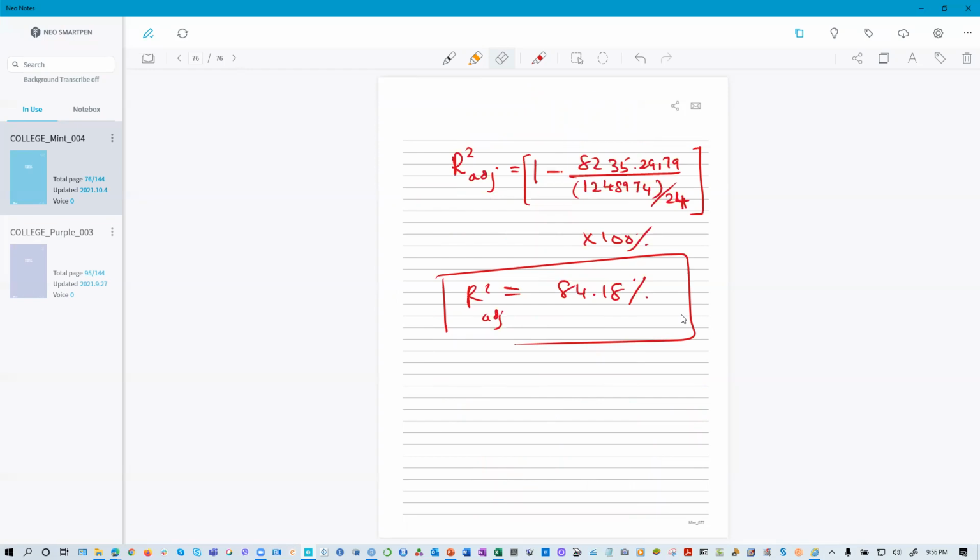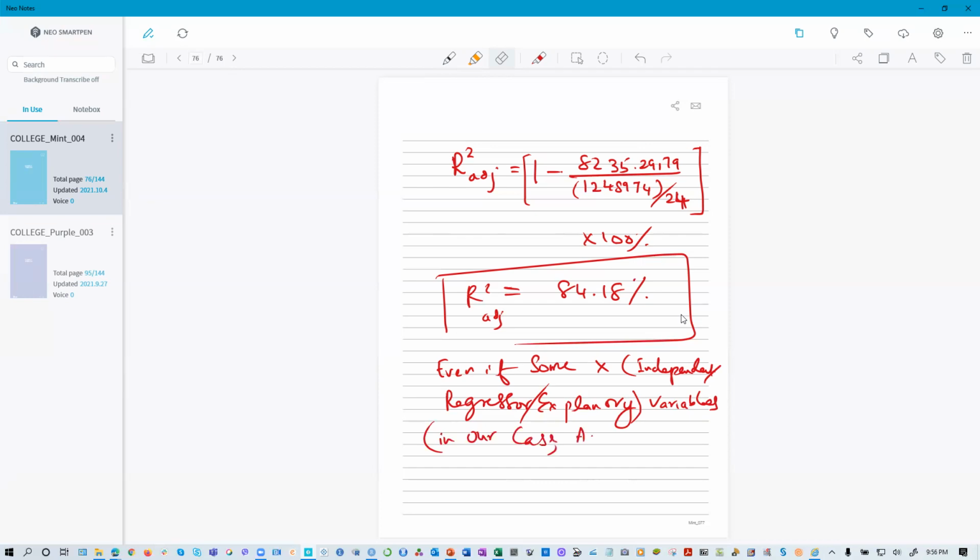Even if some X or independent variable, sometimes called a regressor or explanatory variable, in our case advertising and bonus, does not explain the variation, the R squared is inflated.